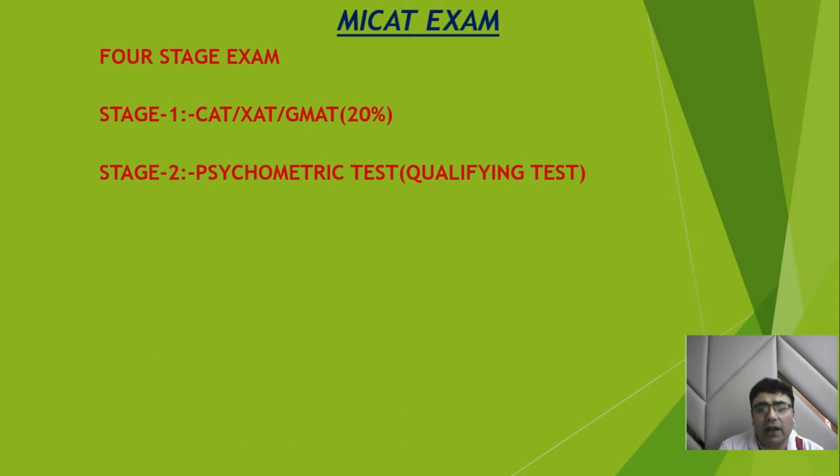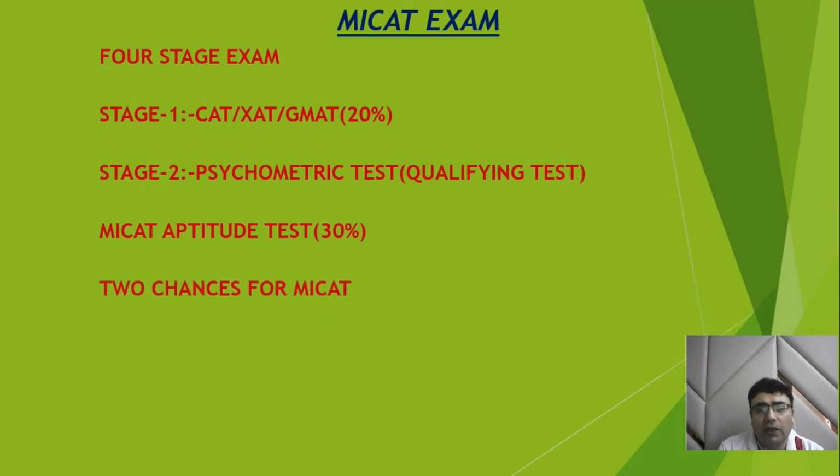In stage 2, a psychometric test is conducted, which is a qualifying test, and its marks are not considered in the later stages. Next, an aptitude test is conducted, which is given a weightage of 30%. 2 chances are given for this aptitude test. One chance is given in December and the second chance is given in January, and your best score is considered for this exam.